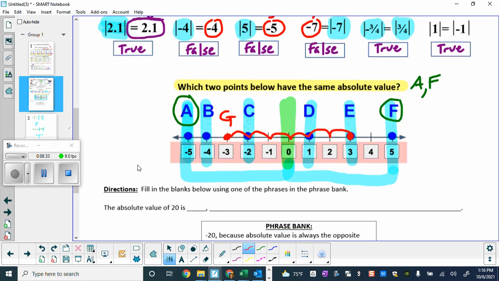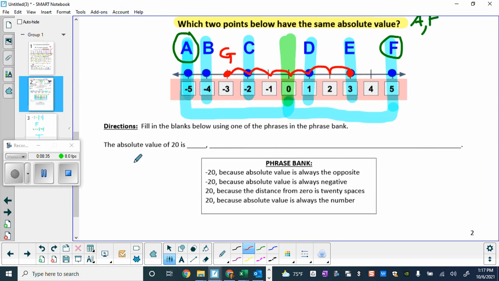All right, cool. And now down here, we have one last question on our page. We're just going to fill in the blank using one of these phrases. So first we have that the absolute value of 20 is blank. So the absolute value of 20 would look like this. And you guys know that 20 is 20 spaces away from 0. So I'm actually going to knock out these first two options.